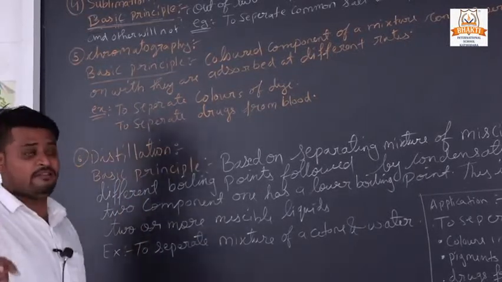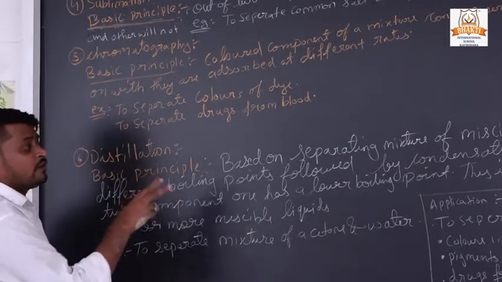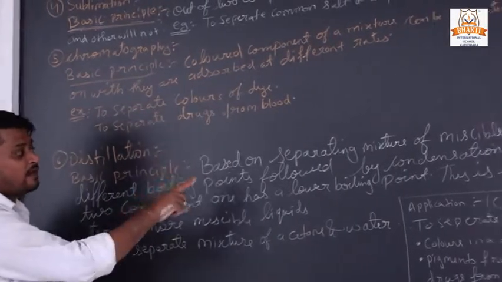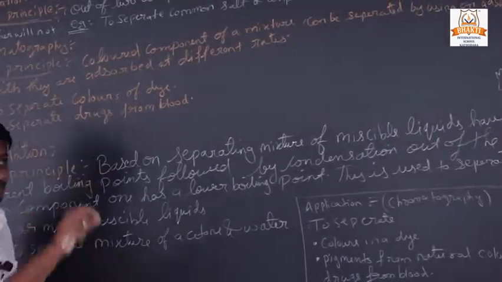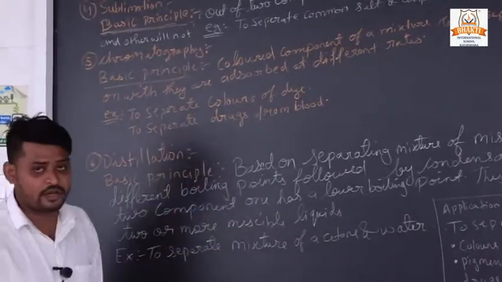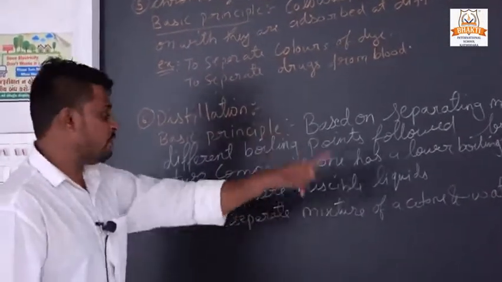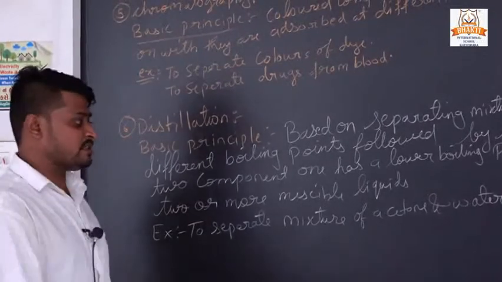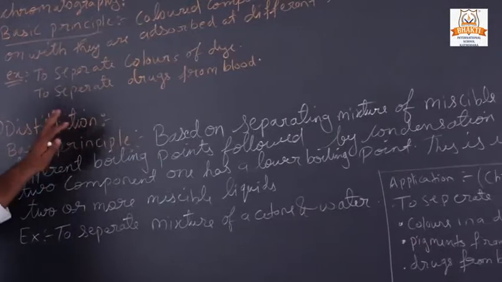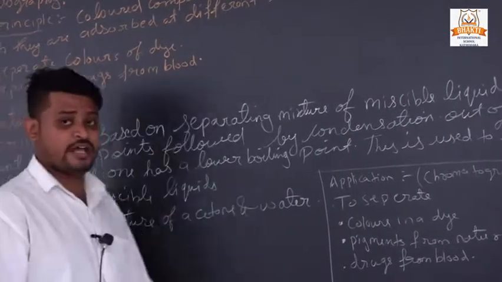So, if we want to separate two miscible liquids, the two components have different boiling points, and the process is followed by condensation. Out of the two components, one has a lower boiling point and the other has a higher boiling point. This method is used to separate two or more miscible liquids by the process of distillation. For example, to separate a mixture of acetone and water.